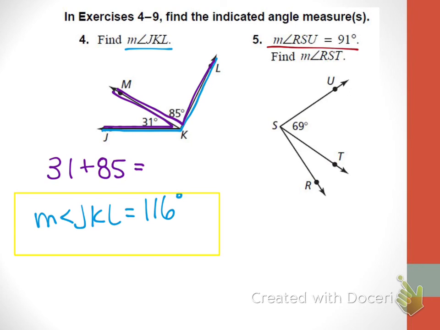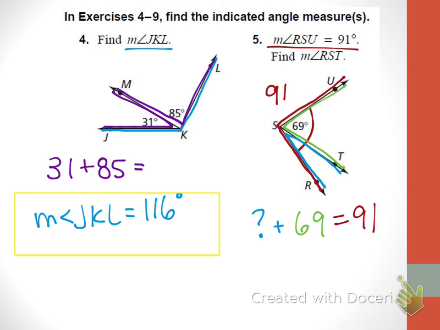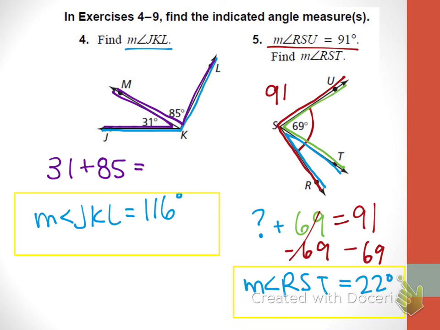Number five says the measure of RSU is 91. Is that an inner angle? That's the outer angle. That means both of them combined make 91. We know one of the angles is 69, and we want to find the other one. We're going to end up subtracting, because the one we don't know plus the 69 degree angle equals 91 degrees. So yes, we will subtract 69 degrees. And the measure of angle RST will equal 22.